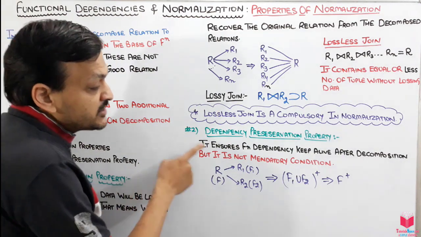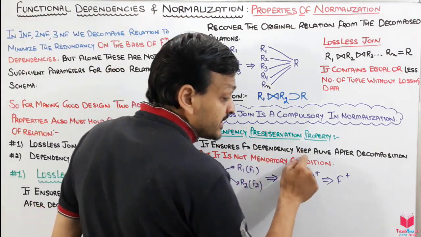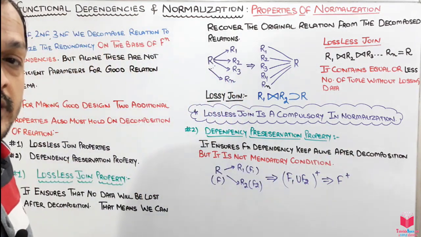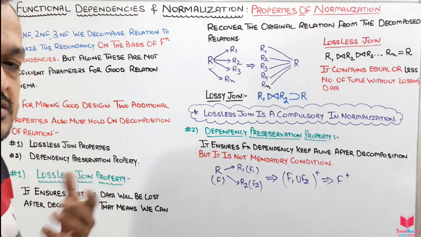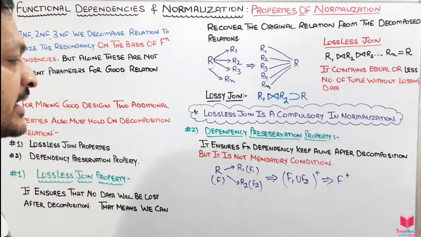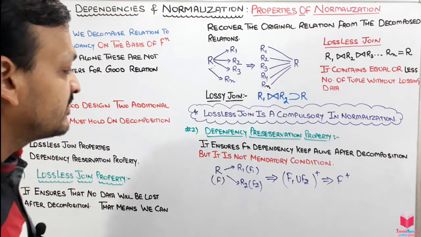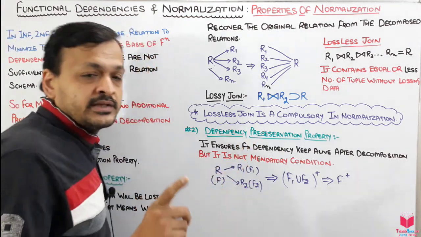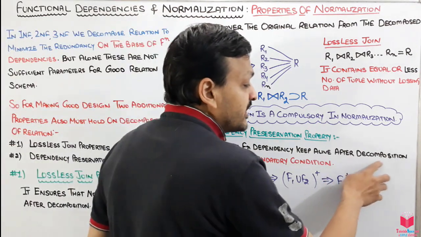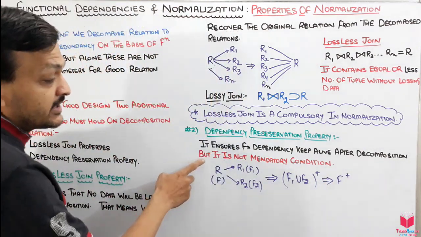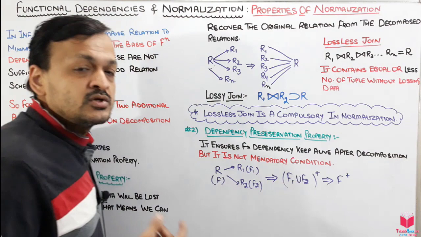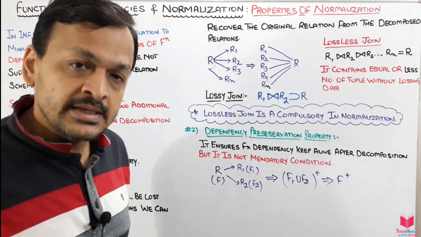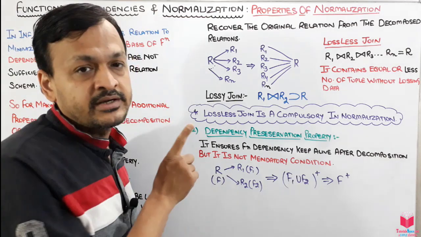Then we talk about the dependency preservation property. It ensures that functional dependencies are kept alive after decomposition. When we decompose the relation on the basis of functional dependency, as in 1NF, 2NF and 3NF, the functional dependencies should at least be kept alive after decomposition. It is not a mandatory condition that you always apply dependency preservation, but lossless join is the mandatory condition.